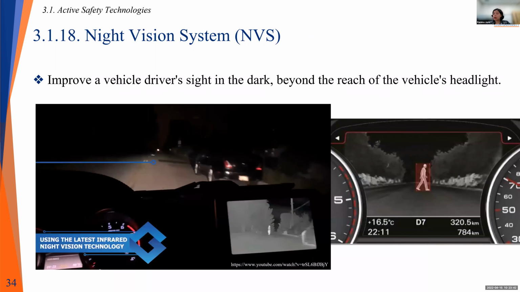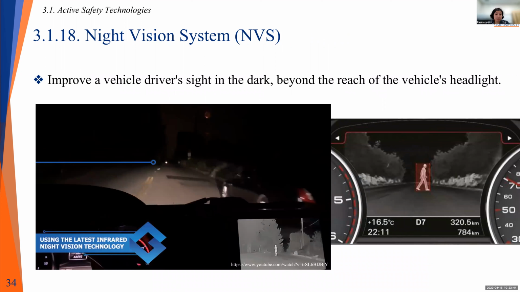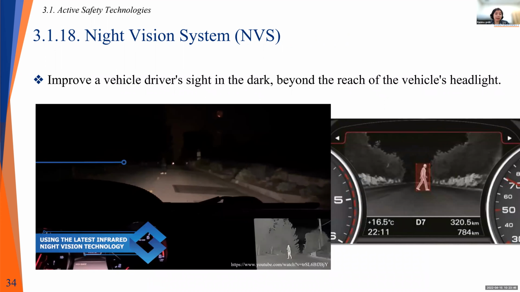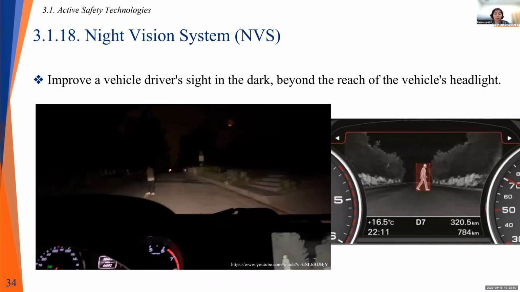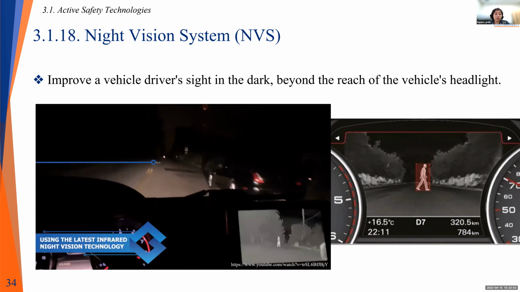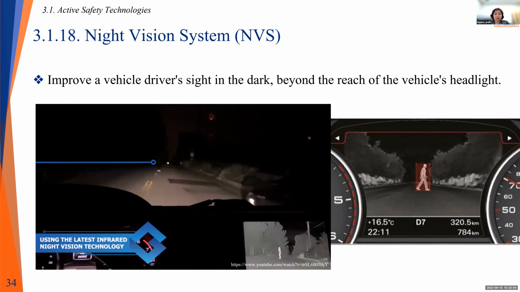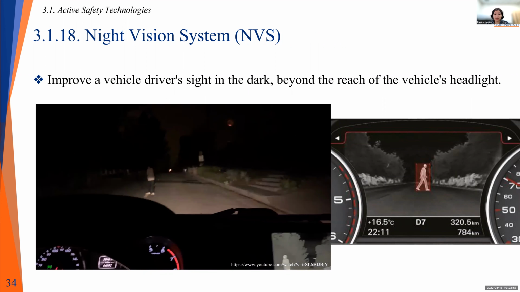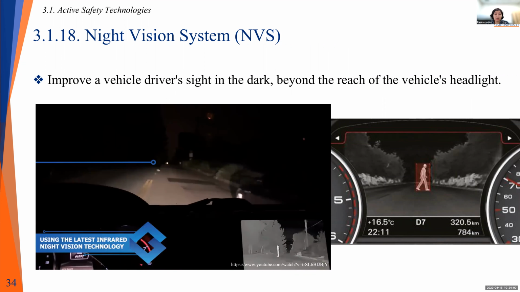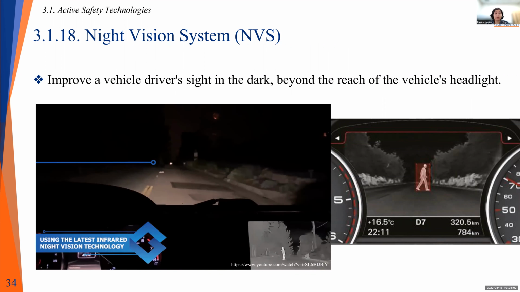The next one is night vision systems, which can improve a vehicle driver's sight in the dark. They show the road ahead on the onboard screen of the car, and at night or in low visibility circumstances, the technology enhances the range of vision.